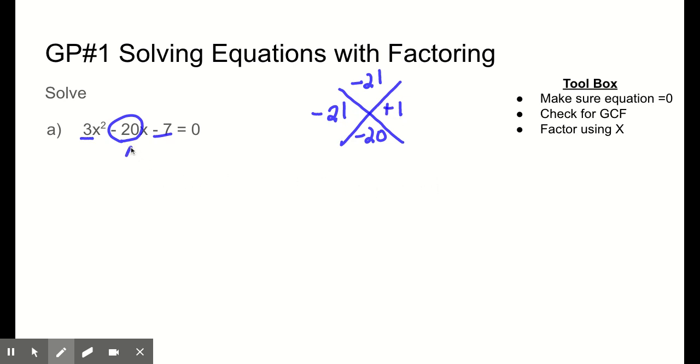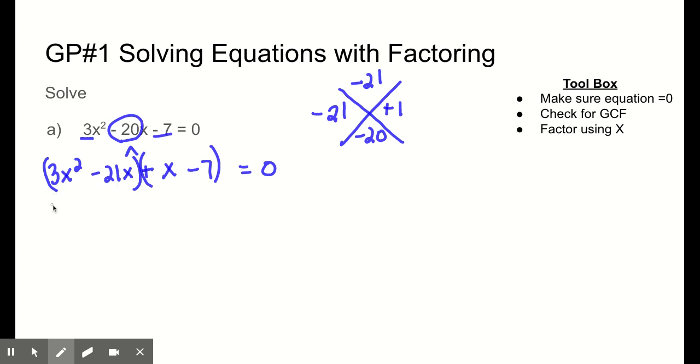So from there, we can go ahead and split our middle term. So we have here 3x squared minus 21x plus 1x minus 7. And this whole thing is still equal to 0. From there, we want to go ahead and group our terms.